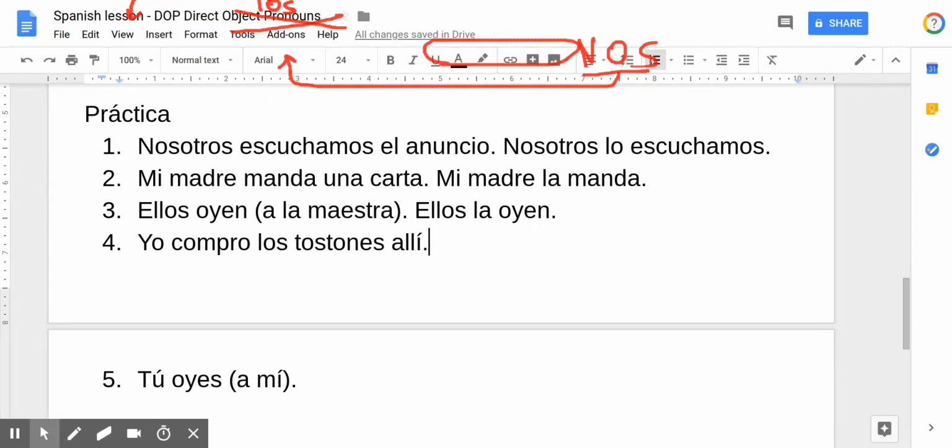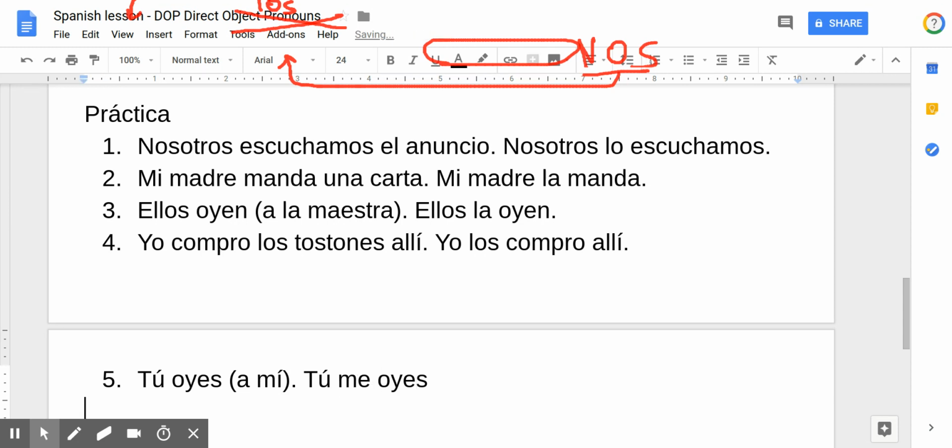Number 4, yo compro los tostones allí. I buy the tostones there. So what's being purchased or bought? The tostones. So that's going to turn into the word los. So yo los compro allí. I buy them there. And then number 5, the last one is you hear, and then I have me in parentheses. So I want you to say you hear me. You hear. Now I'm going to turn a me into the direct object pronoun me, which is me. So tú me oyes is you hear me.